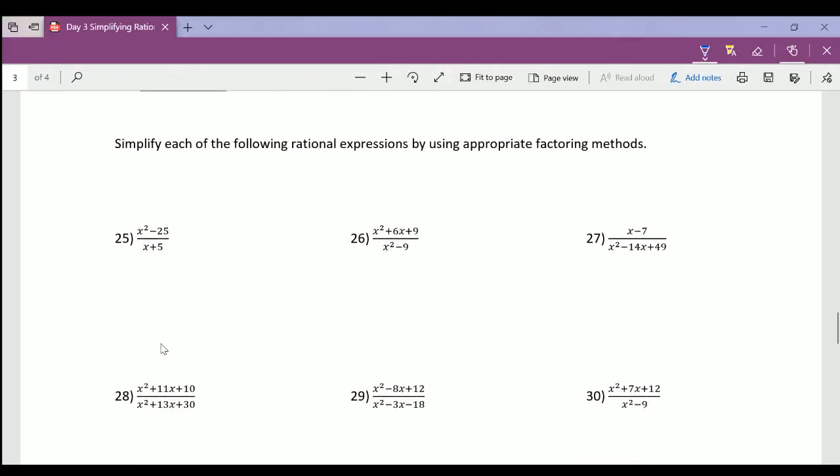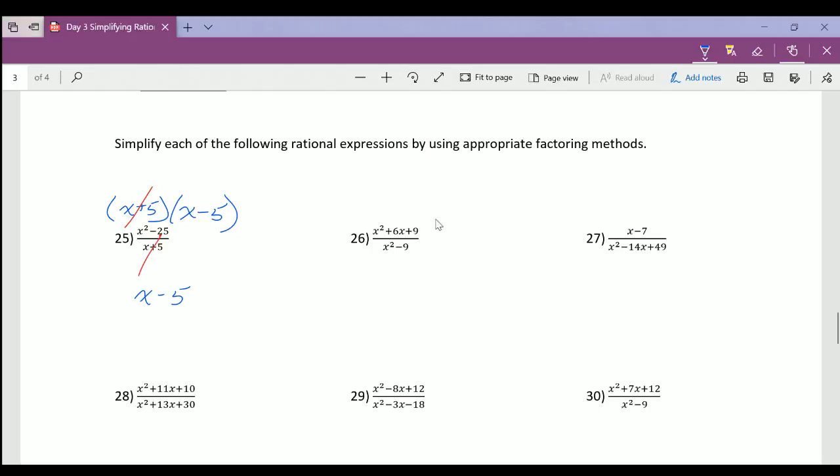So here we go. Let's just take a look at a bunch of these here. On top, x squared minus 25. That's another difference of squares. Okay, it's a binomial. We're subtracting, a difference. Both of these are perfect squares, giving us x plus 5, x minus 5. And the top and the bottom both have x plus 5s. So what you're left with is just x minus 5.